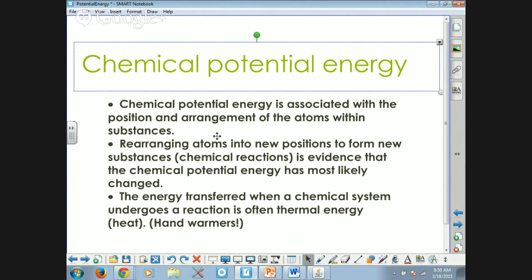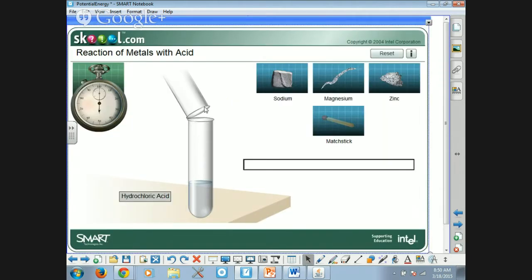Okay, chemical potential energy is basically another way of saying chemical reactions is what we're looking at. It is the potential energy associated with the position and arrangement of the atoms. So I have a couple things here we're going to look at. Here we have reactions of metals with an acid. So this is for all those people who want me to put sodium in things. Okay, it's not happening in real life, but here is a virtual sodium in hydrochloric acid.